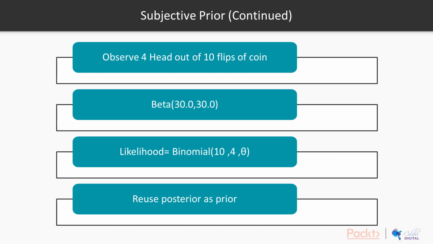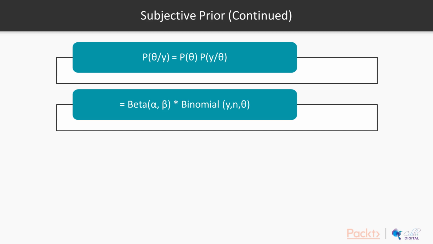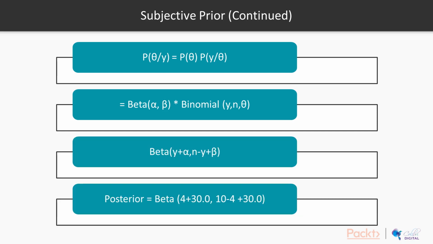We can quantify the result of our experiment using a likelihood function. In this case, we have used a binomial likelihood function for theta given 4 heads out of 10 coin tosses: likelihood equal to binomial 10, 4, theta. Bayesian analysis allows us to update our belief about the parameter with the result of our experiment. In simple cases, we compute the posterior distribution of the parameter by multiplying the prior distribution and the likelihood function. In this example, the beta distribution is called the conjugate prior of the binomial likelihood function because the posterior distribution belongs to the same distribution family as the prior distribution. So posterior is equal to beta(4 plus 30, 10 minus 4 plus 30).